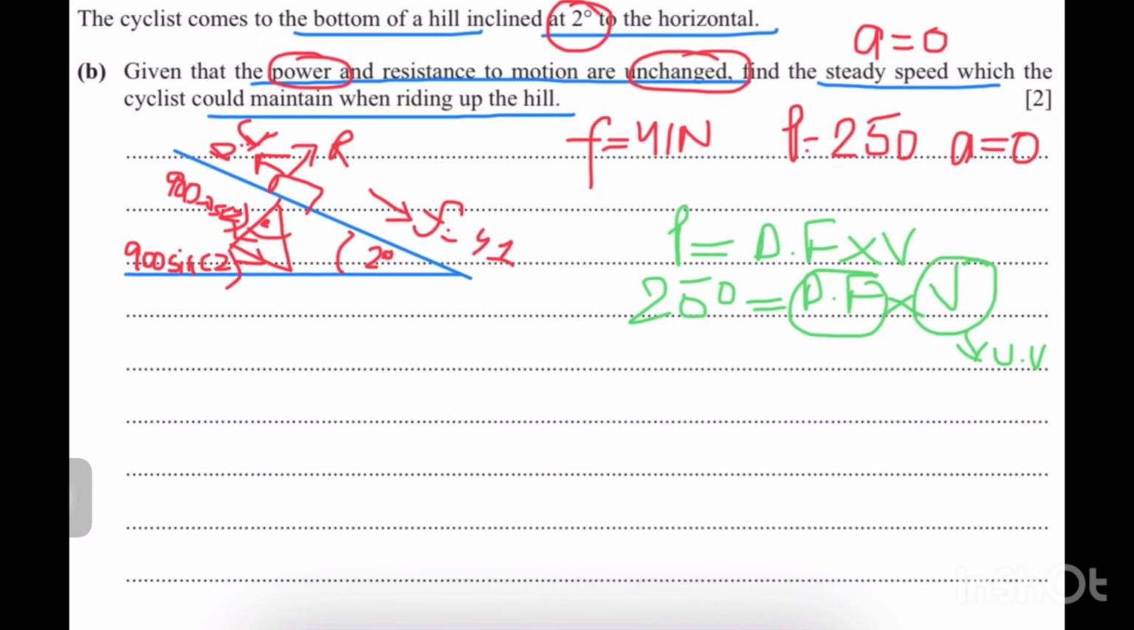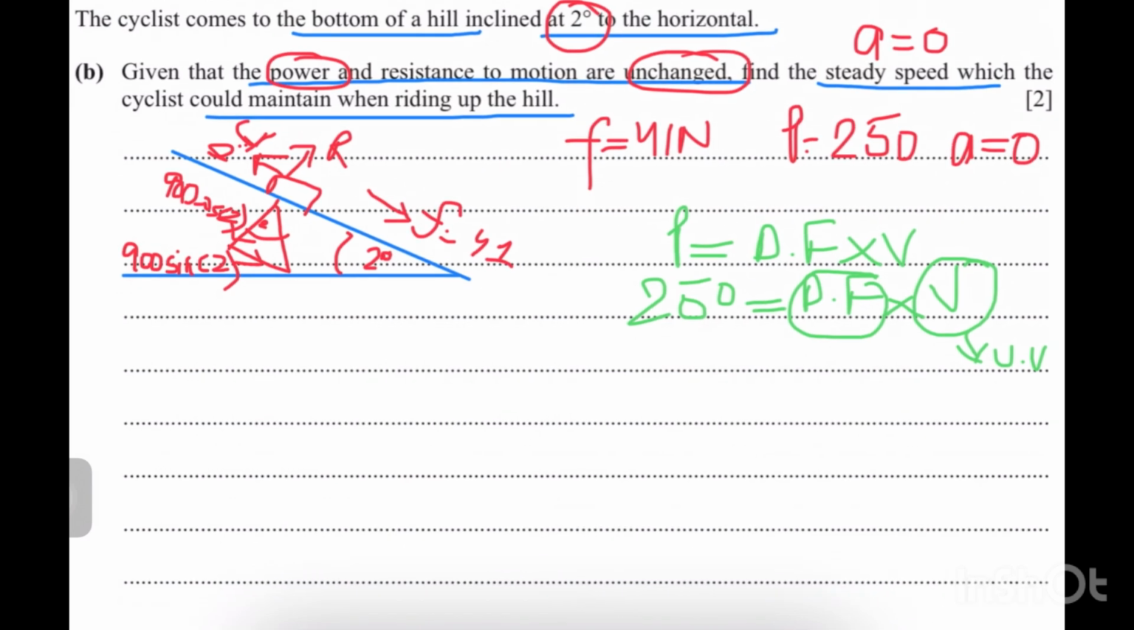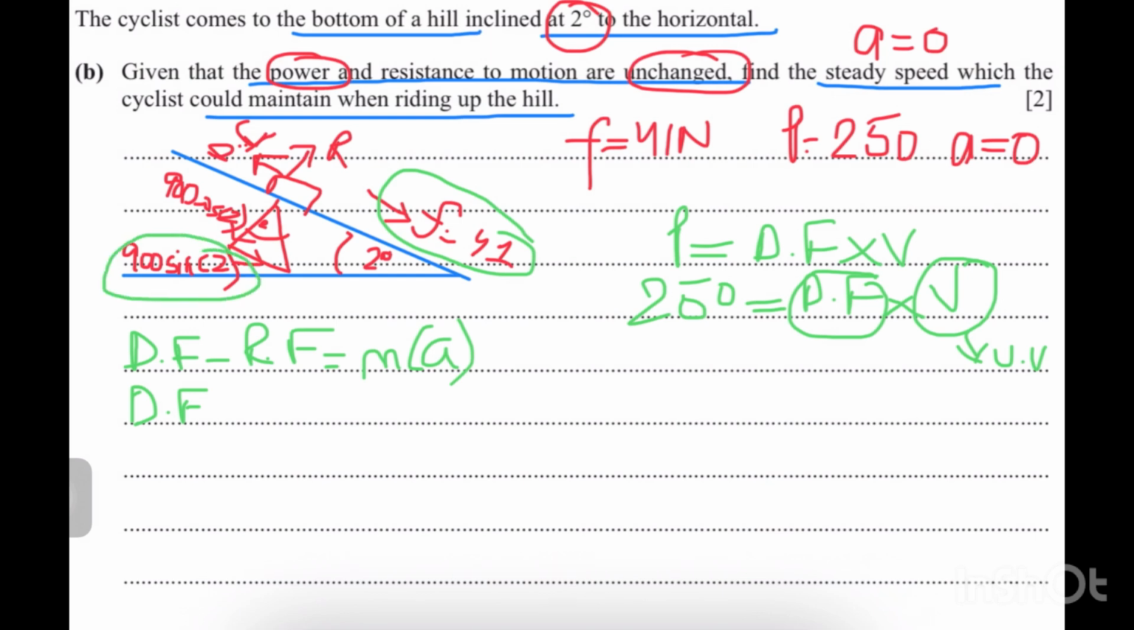Like in the previous question, we'll use the forces formula, which was the driving force minus the resistive force is equal to the mass multiplied by the acceleration. The driving force is unknown, and in this case we have two resistances to motion. Resistance to motion are those forces that are stopping the object from moving in its intended direction. In that case, that will be the friction as well as this downward component of the weight.